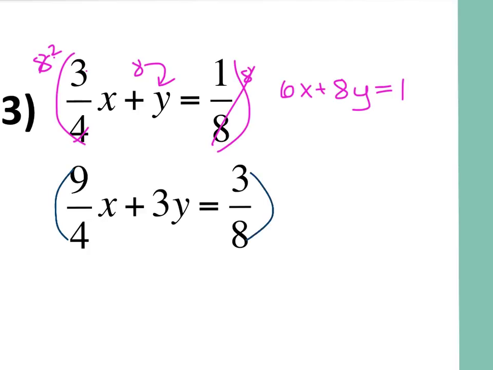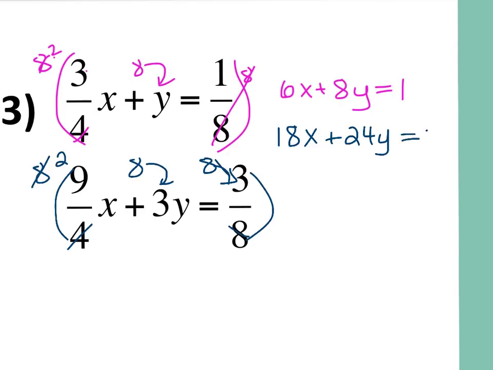So I'm going to multiply everything by 8 again. 8 times 9/4, 8 times 3y, and 8 times 3/8. So 4 goes into 8 twice. 2 times 9 is 18x. 8 times 3y, 24y, and the 8 cancels here, and I get 3.